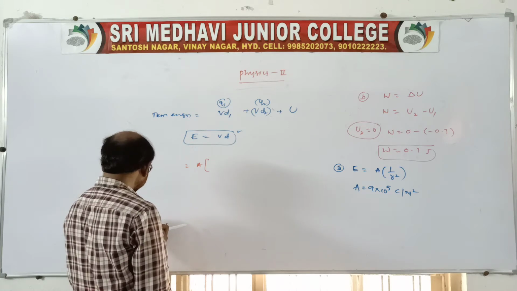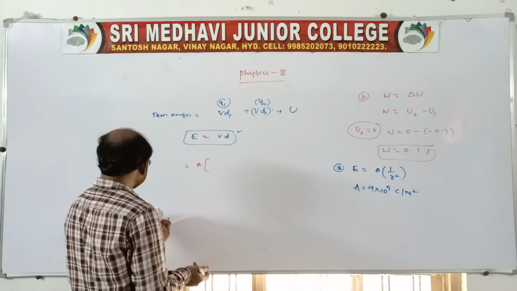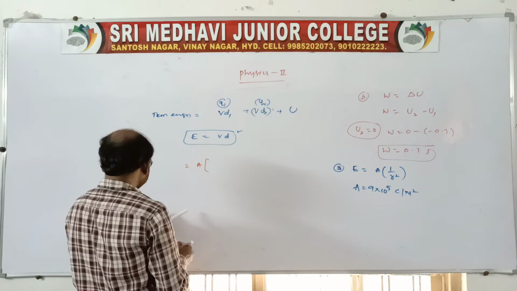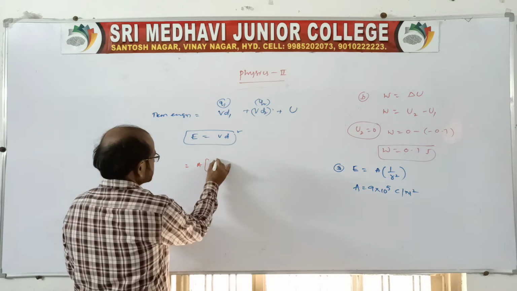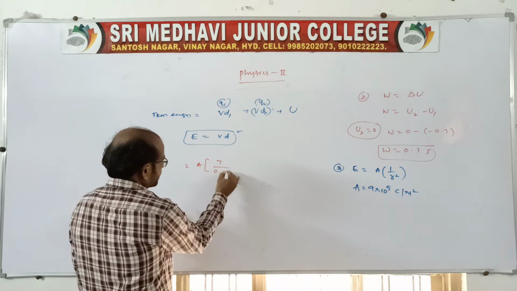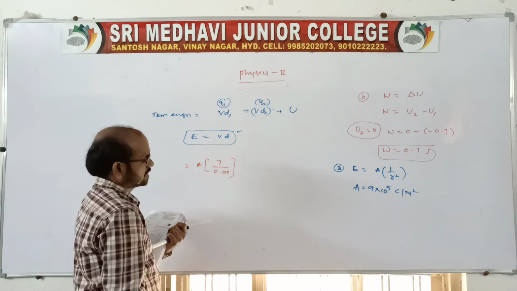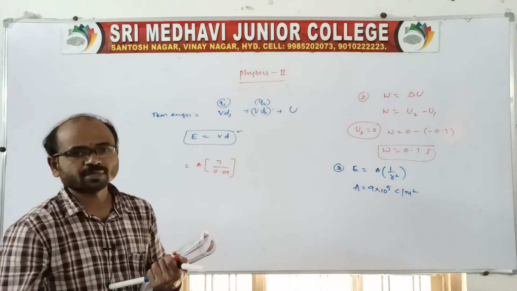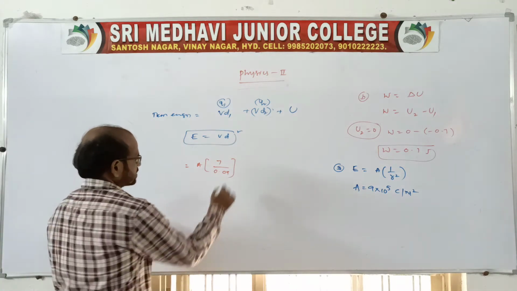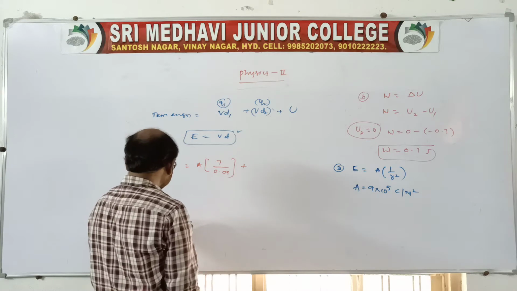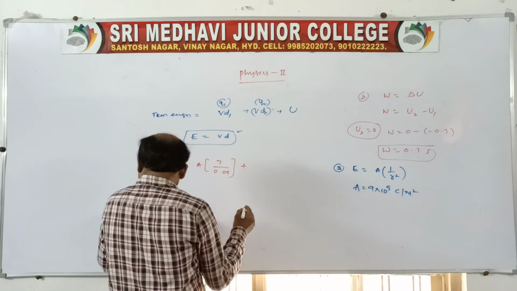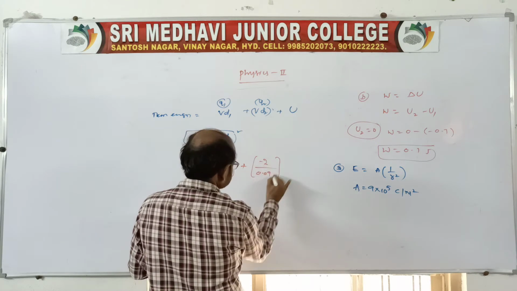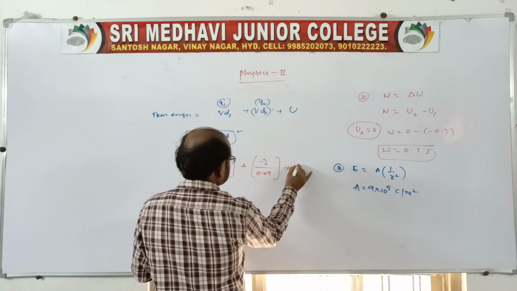One charge is given as 7 microcoulombs, so 7 by the distance between the two charges, which is 0.09, because the distance is given as 9 into 10 power minus 2. The next one is given as minus 2 microcoulombs, so minus 2 by 0.09, plus the electrical energy we know, that is 0.7.